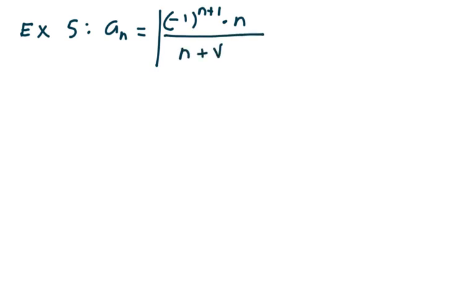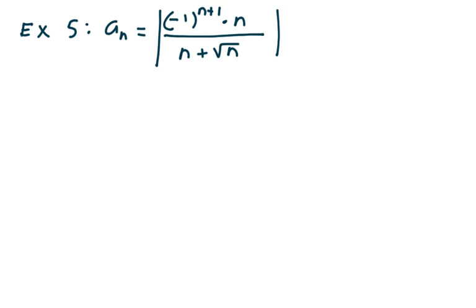So, in example 5, we have the following. So I'm going to take a sub n, that's the absolute value of (negative 1 to the n plus 1 times n) divided by n plus the square root of n. Okay.